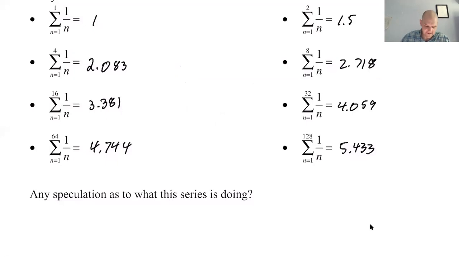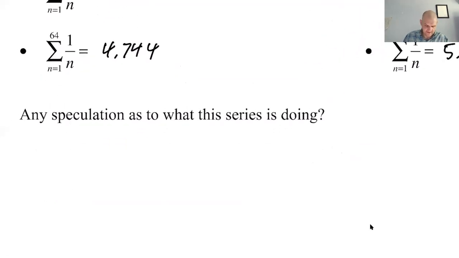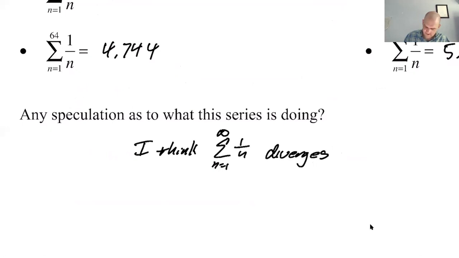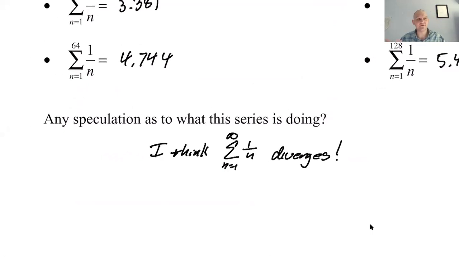And so I think the sum from 1 to infinity of 1 over n diverges, which I think is also surprising because 1 over n seems pretty small. Even when n is 100, you're already pretty small. But I guess it's not going to be finite because the limit of the partial sums does not appear to be finite.